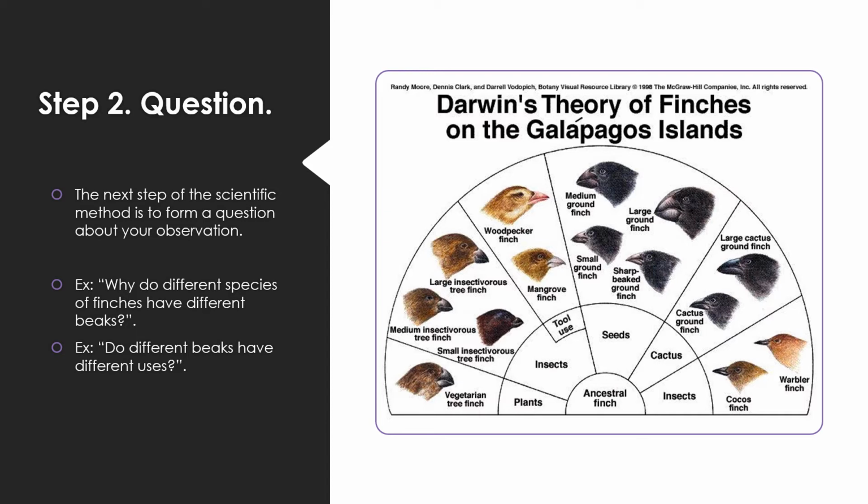In this chart, you can see that there was a theory here about different beak sizes that went along with which food that the finch is eating. So seeds, cactus, insects, plants, and it varied.